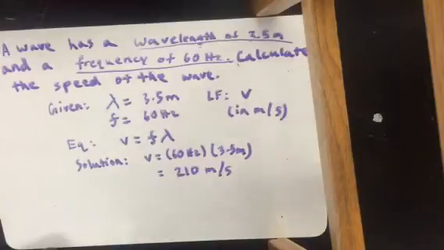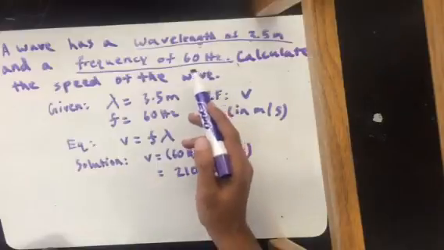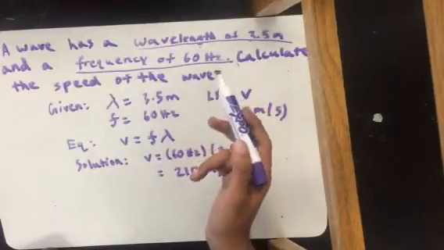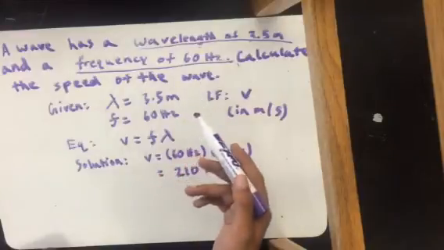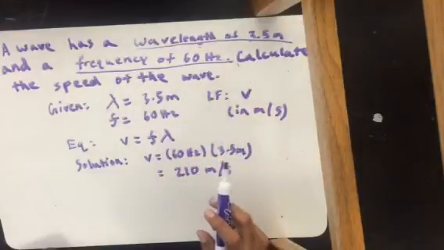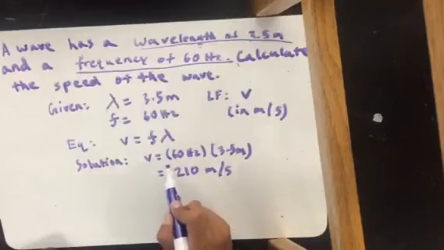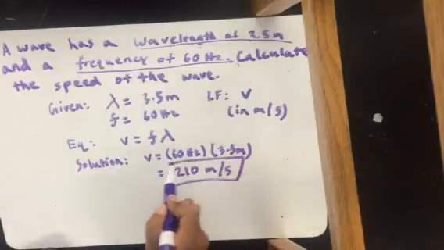And whenever we get an answer, we always want to make sure it makes sense. So if we look back at the original problem, we see that the frequency is 60, and the wavelength is 3.5, which we'll just round to 4. So 60 times 4 is 240. So our answer should be about 240. And we do have it, 210 meters per second. So that's the solution.